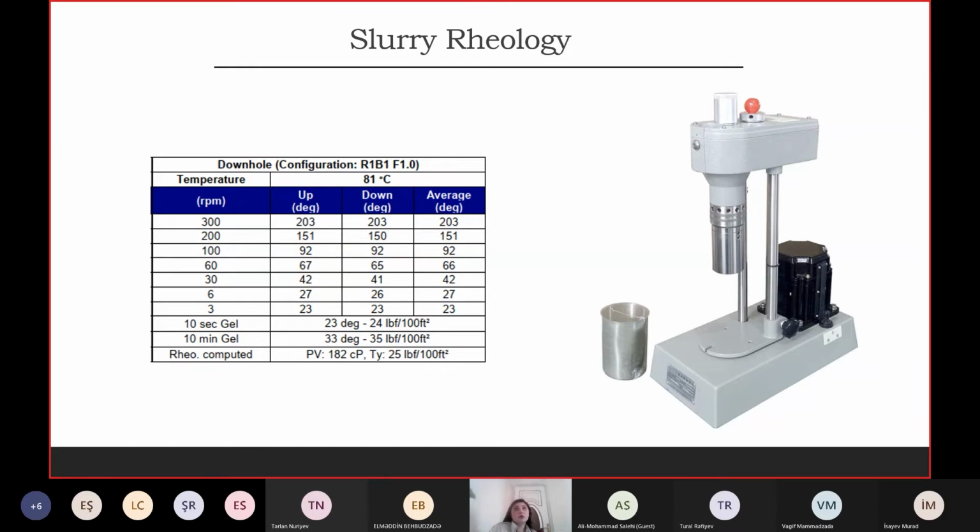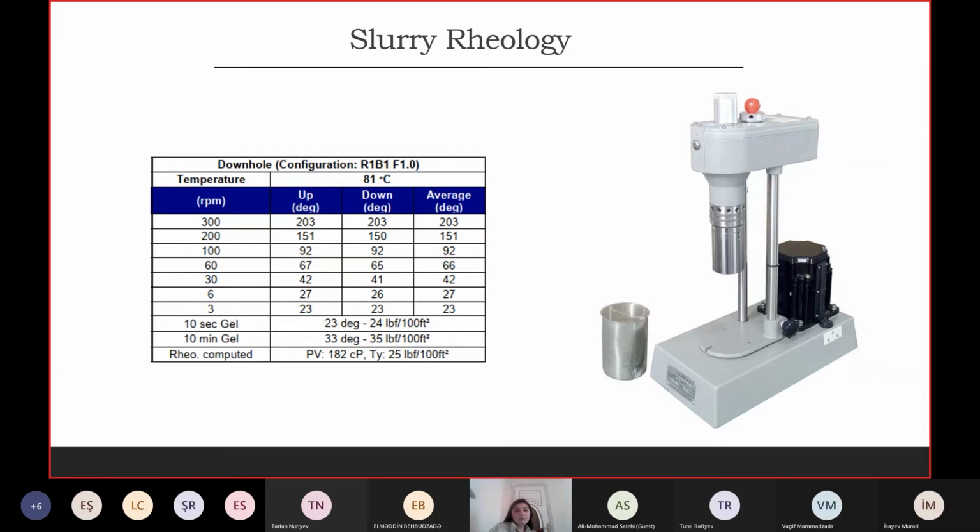The average one is used in all the simulations. When you need to match the rheology hierarchy, you use this one, and you also get some simulation results for friction pressure. Okay, you can also get the 10-minute and the 10-second gel strengths. Also, you measure them through the viscometer.